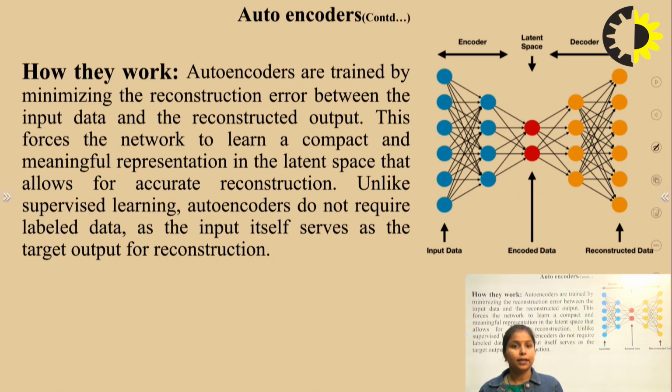How does the autoencoder work? First, we take the input data, all interconnected to each other, then encode the data, then reconstruct the data and produce the output. Autoencoders are trained by minimizing the reconstruction error between the input data and reconstructed output data.